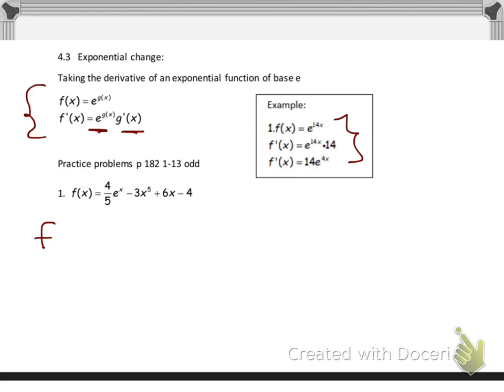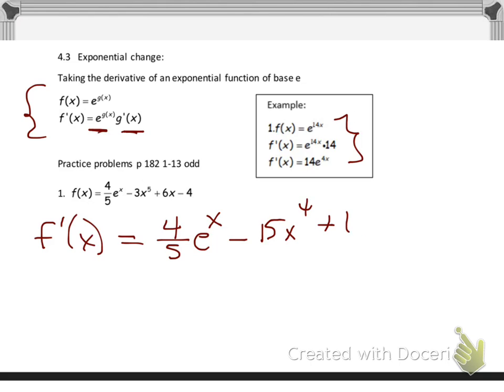So here's my first one. F prime of x is going to be 4/5 e to the x. The constant, the coefficient comes along. The derivative of x is just 1, so I'm going to leave it like that. And then minus 15x to the 4th and plus 6. So there's question 1 done. Okay, let's go on to the next questions on the next page.